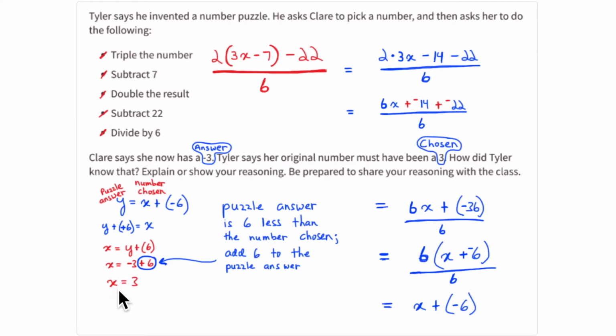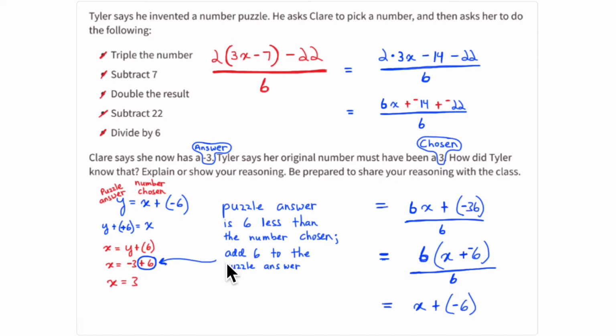So x is the number chosen, 3, and y, which is negative 3, is 6 less than the number chosen. So the answer is 6 less than the number chosen. So if y is the number that is the answer, then the number chosen is 6 more than that. That means you have to take the answer and add 6 to it, because the answer is 6 less than the number chosen. So the number chosen is 6 more than the answer.